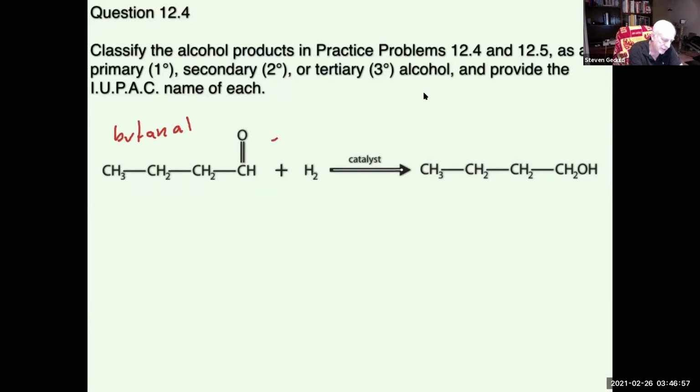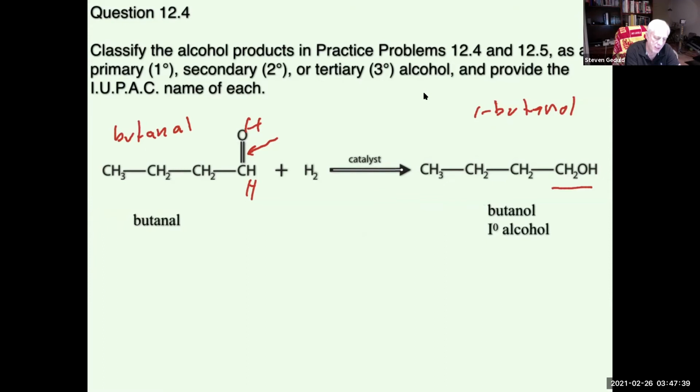We're going to attack this double bond. It's going to open up. We're going to add a hydrogen to this side of it and a hydrogen to this side of it. And that's the only compound formed. So we're going to have a CH2OH ending. And this compound is butanol, or 1-butanol. That's an alcohol, 4 carbons. Provide the IUPAC name for each one. So butanal goes to butanol, and it is a primary alcohol.